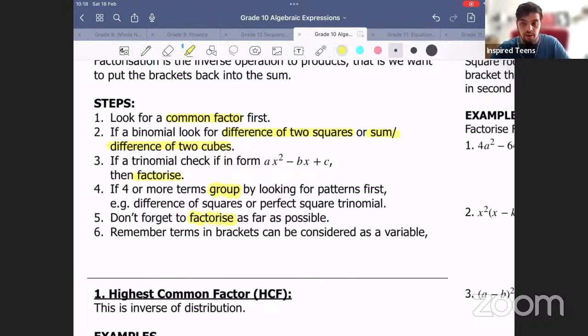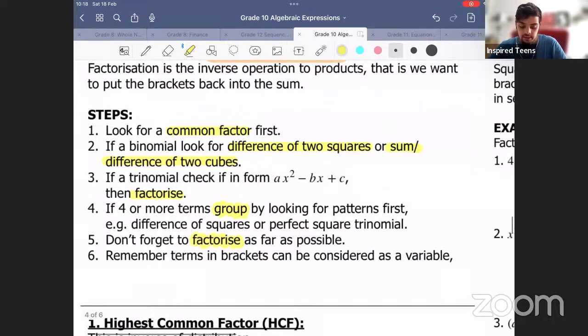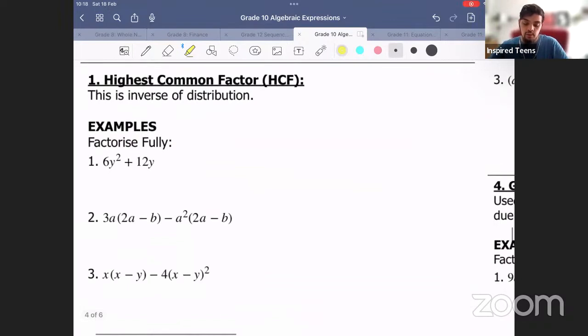This is the most basic example. It's the inverse of distribution, so we're going backwards from distribution. Let's look at this example: 6y squared plus 12y.